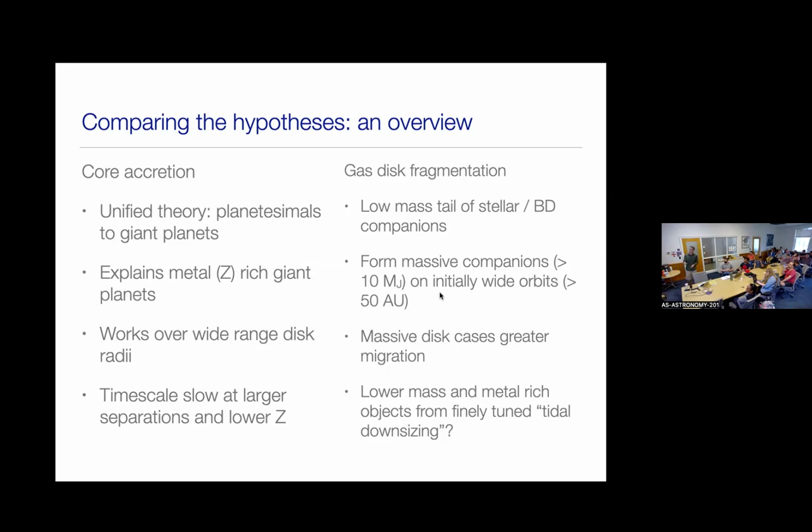So again, in these two hypotheses, core accretion is this nice unified theory. You explain everything from planetesimals all the way up to giant planets. It's got this excellent feature that seems to work well with the observations: it explains why giant planets are enhanced in metals and also tend to exist around more metal-rich stars. It's a process that, in principle, can work over a wide range of disk radii. You don't have to form your planets at 100 AU and migrate them into 0.05 AU if you have hot Jupiters.